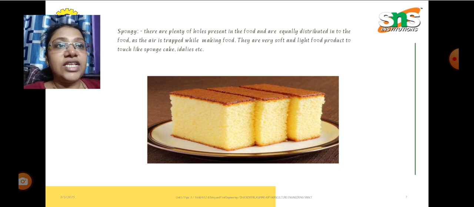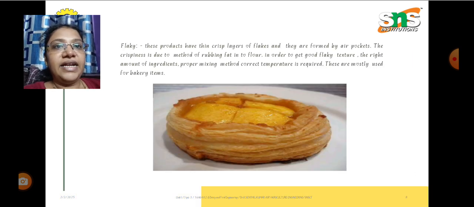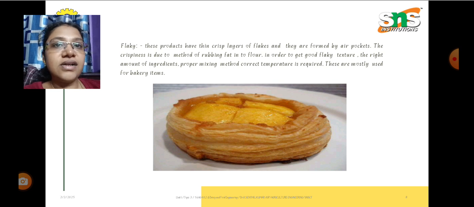So they are very soft and light food products to touch, like a sponge cake or the idlis. Then flaky texture. Flaky, as the word itself suggests, means there will be many thin, crisp layers, which we call the flaky texture. They are formed by incorporating air pockets.